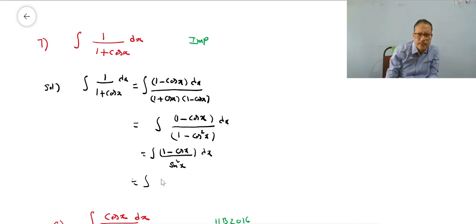So this is equal to integral of 1 by sin square x minus 1 by sin x into cos x by sin x into dx. This is equal to integral of cosecant square x minus 1 by sin x, which is cosecant x, into cos x by sin x, which is cot x.